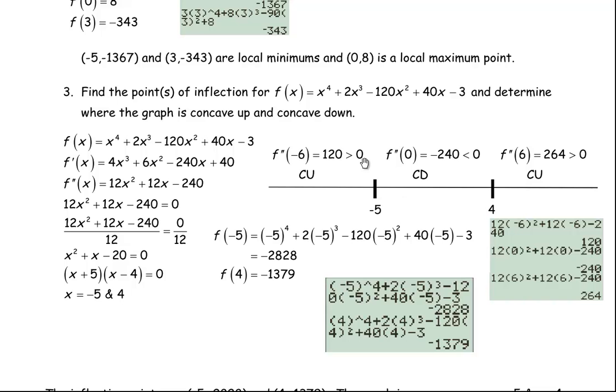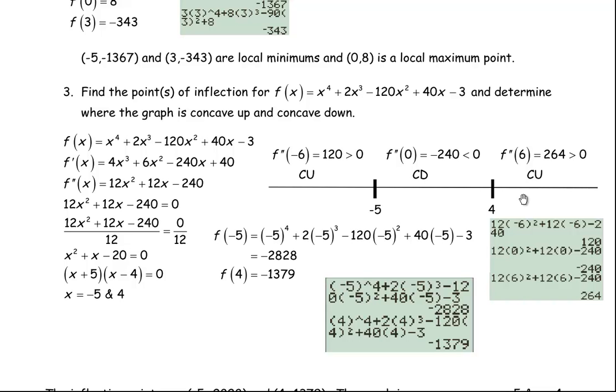Check a 0. I'm checking 0 here, 0 being a number between negative 5 and positive 4. So if I put 0 in place of x in the second derivative, I get negative 240. So it's a negative second derivative here, and so the graph is concave down. It must be shaped like this.